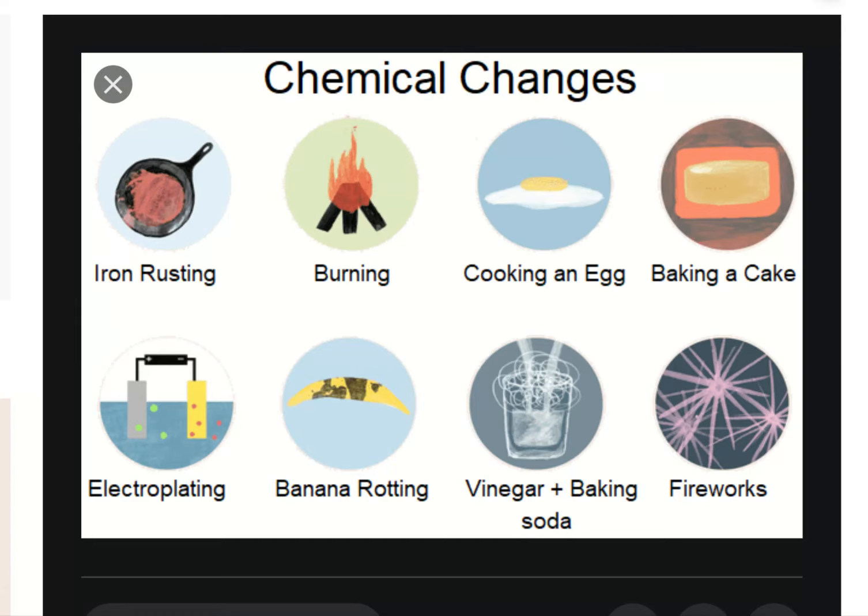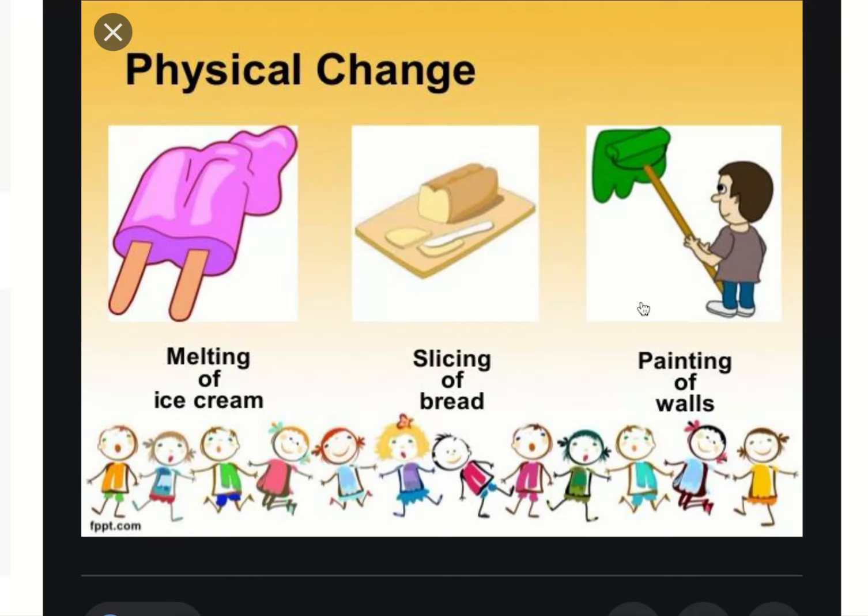Let's look at the difference between chemical and physical changes. So we have iron rusting would be a chemical change, burning, cooking an egg, baking a cake, electroplating, banana rotting, vinegar plus baking soda, and fireworks. Physical changes would be like melting of ice cream, slicing of bread, and painting of walls.